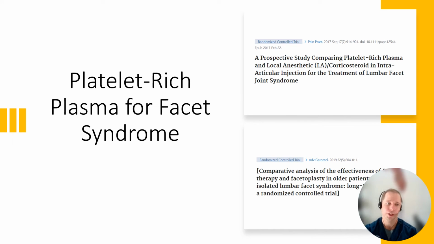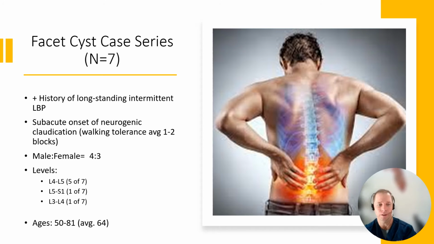Now, if we look at how platelet-rich plasma compares for facet syndrome or facet joint treatment, looking at radiofrequency ablation versus corticosteroid injections in the joint, PRP has actually been shown in level 1 randomized controlled trial evidence to be superior to these mainstay treatments, but it's never really been shown for facet cysts. So this will be a case series of 7 of my patients I've treated over the last 7 or 8 years. Like I said, these are relatively rare, so you don't see a lot of them.